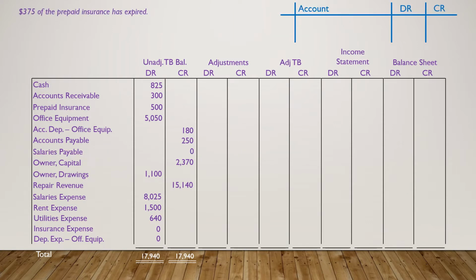Starting with that first adjusting entry for prepaid insurance, $375 of insurance has expired, so we'll debit insurance expense and credit prepaid insurance for that amount. Our expense entails a decrease in equity via the consumption or decrease of an asset. Obviously, we would then post these entries to their respective ledgers.